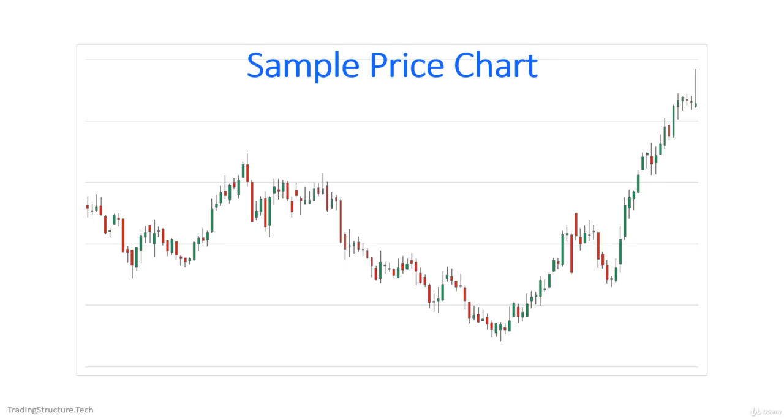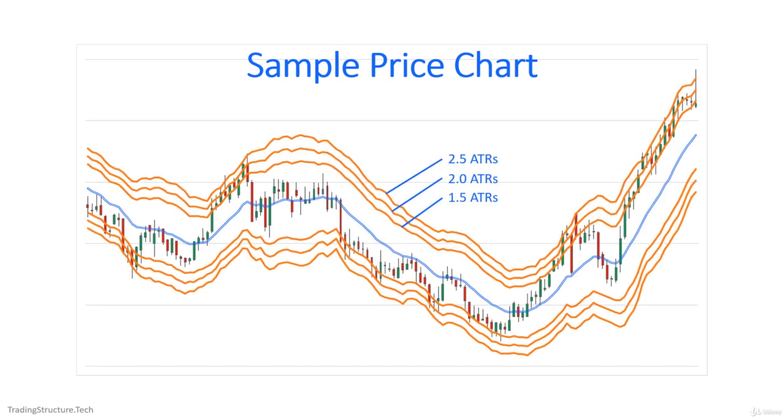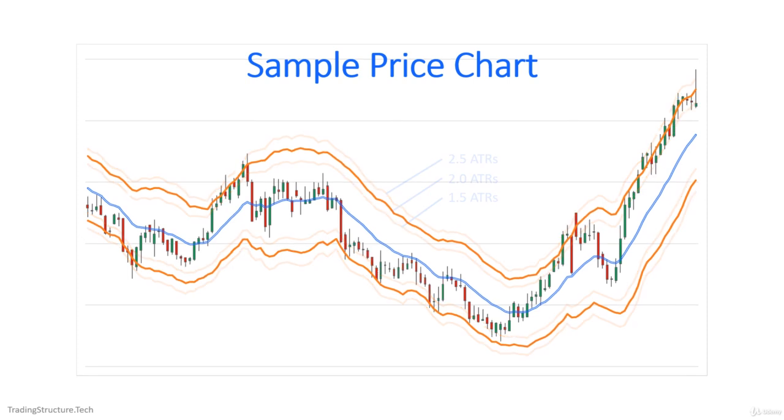Here's a sample price chart. It could be for any market on any time frame. Let's overlay Keltner channels using ATR multiples of 1.5, 2, and 2.5. You can see how channel size changes the number of price bars that push outside. As discussed, we'll go with a 2 times multiple.